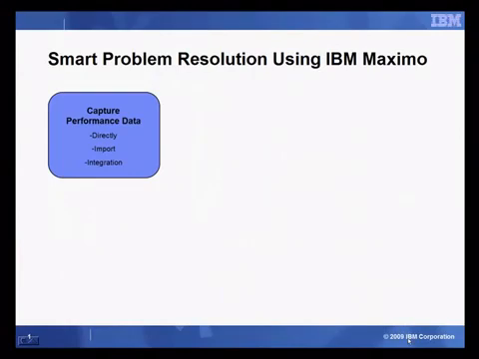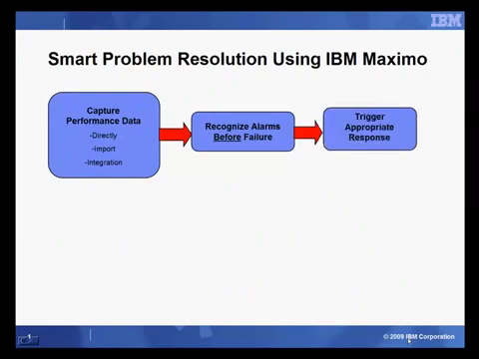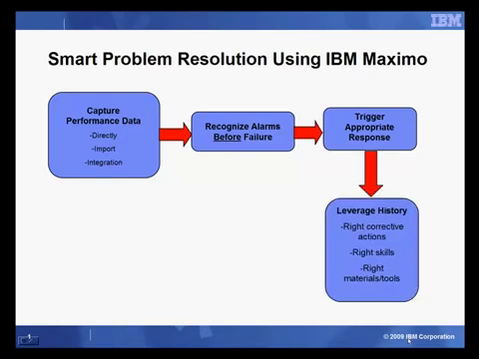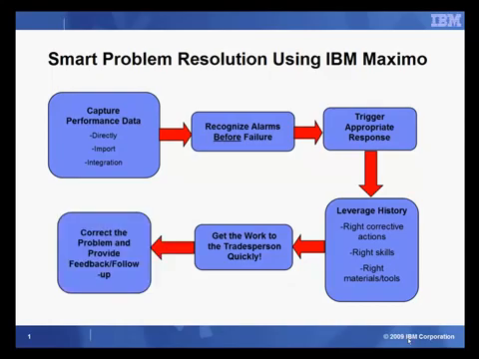First, capture the performance data and import it directly into Maximo. We use that data to recognize alarm conditions before failures occur. When conditions do point towards likely failure, we trigger a response automatically. We ensure that the right action, skills, materials, and tools are included in the response, and we get the work to the tradesperson as quickly as possible via their mobile device. Then they ensure that the work is completed quickly.